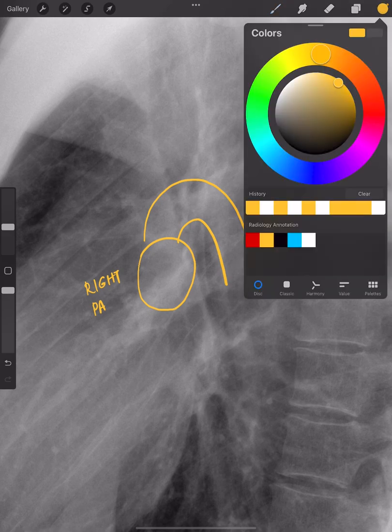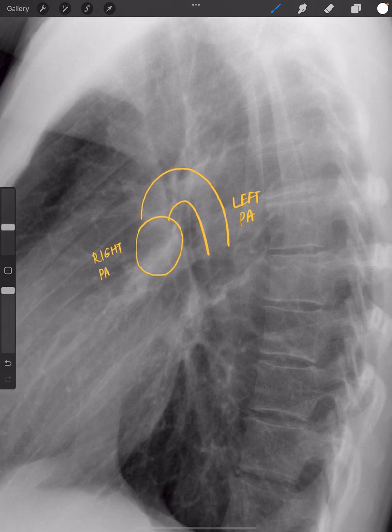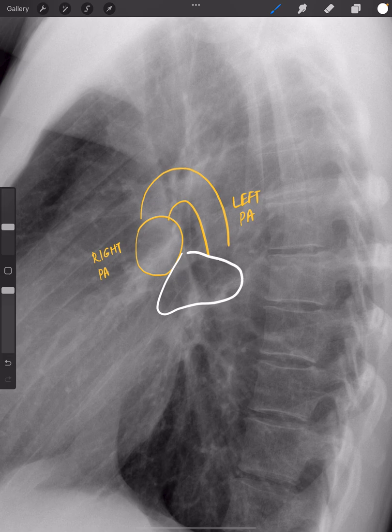And inferior to the left upper lobe bronchus, you have this sort of lucent area, and that is normal, and that is called the infrahilar window. And if you see opacity in that area, then usually what you're looking at is hilar or mediastinal lymphadenopathy. Okay, so normally that area is lucent.